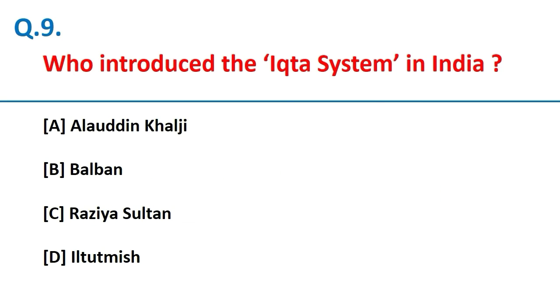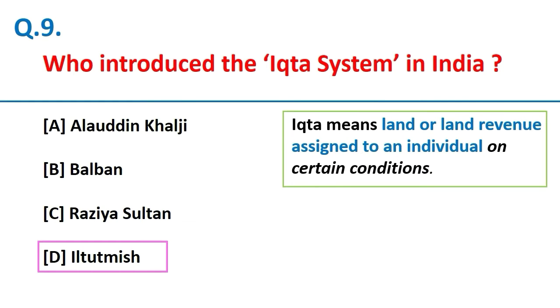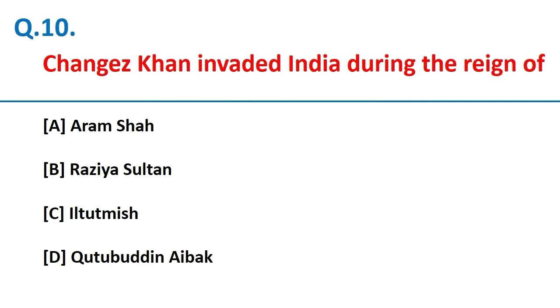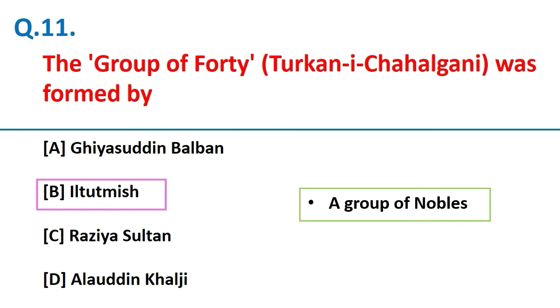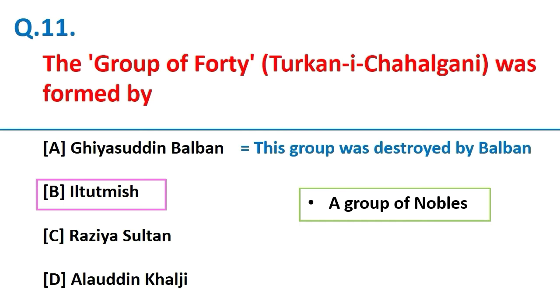Question number 9. Who introduced the ITA system in India? Iltutmish. And friends, ITA means land or land revenue assigned to an individual on certain conditions. Genghis Khan invaded India during the reign of Iltutmish. Question number 11. The group of 40 or Turkoni-Chahalgani was formed by Iltutmish. And friends, this is the group of 40 nobles, and later this group was destroyed by Balban.